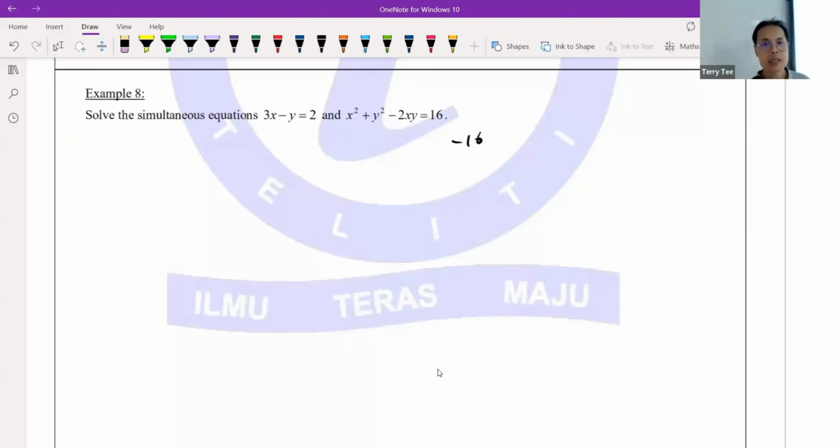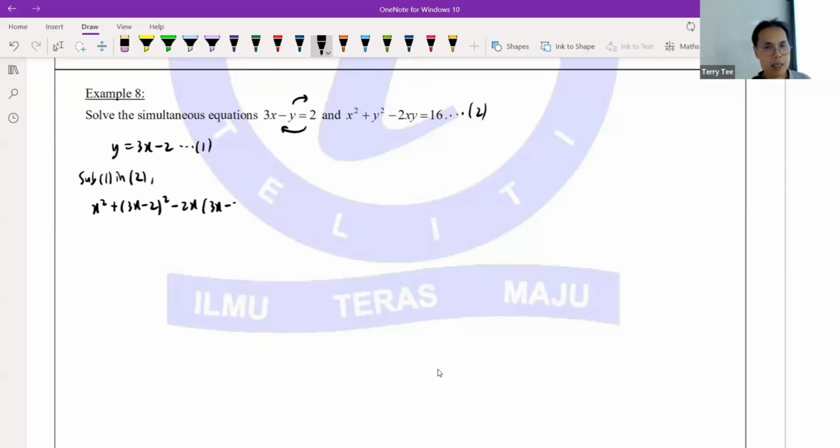Now here, let's start. We make y the subject to avoid fractions. Bring the y over, bring the 2 over. y is now 3x minus 2. Call this equation 1. Call this equation 2. Let us substitute 1 into 2. The moment you substitute, you don't write y, you write 3x minus 2. You square it, minus 2x times 3x minus 2 equals 16.